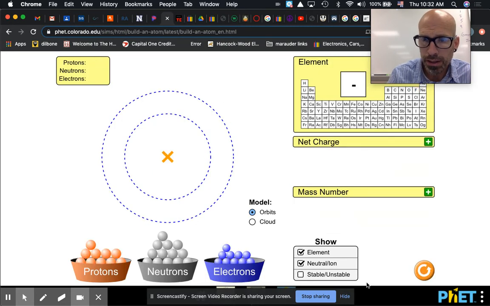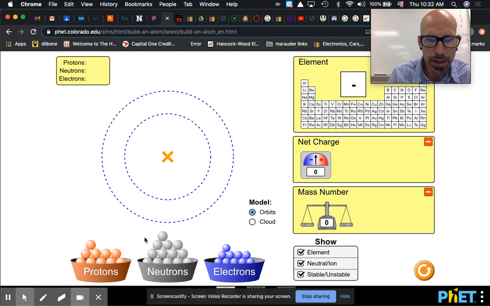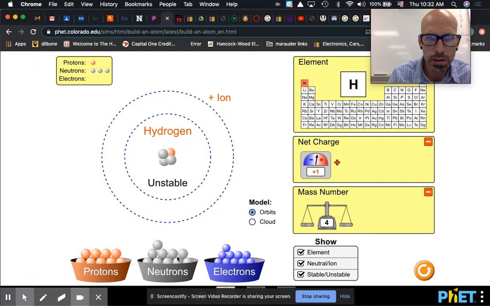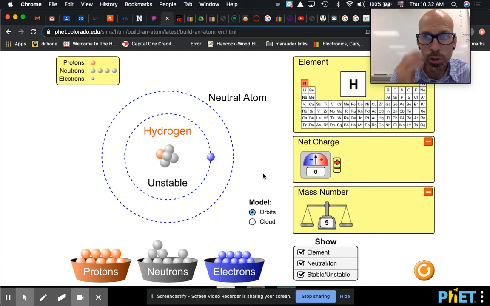So let me reset this again. I am going to click the stable versus unstable just so I can see it, and I'm going to get those drop downs. Okay, so a mass of 5. So one of those, and then if I put 4 of these in here, is my mass 5? Sure enough, it is. And it's supposed to be neutral. It's not, so I have to put one of these in here. Okay, that's a neutral atom with a mass of 5.